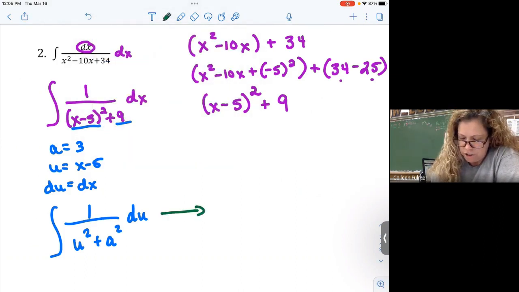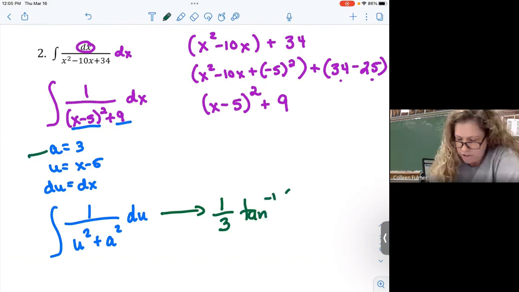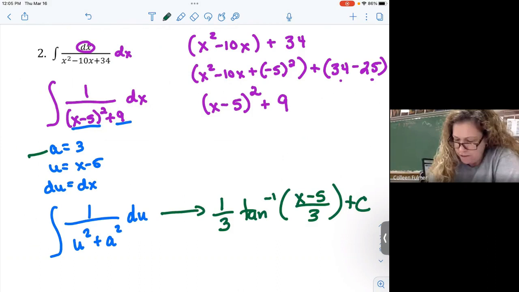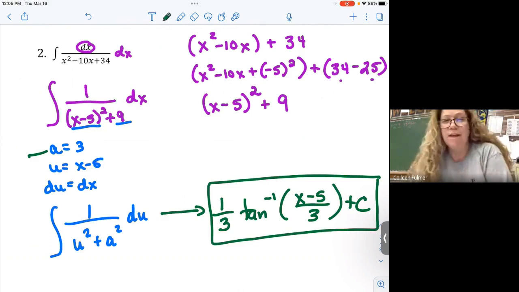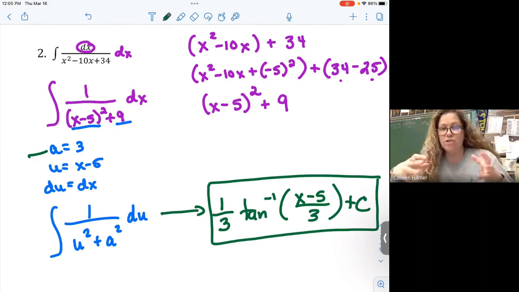So inverse tangent of u, which is x minus 5, over a, plus c. And that is how completing the square ends up as an inverse tangent problem. The more you do these, the easier they become and you start to notice some patterns.